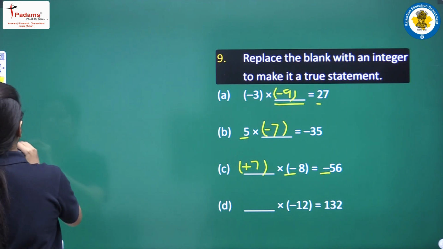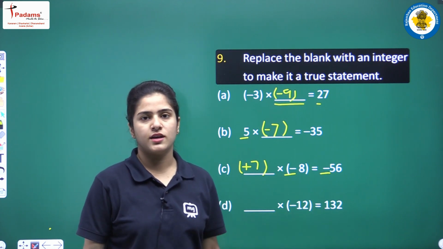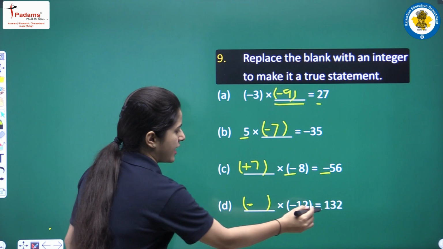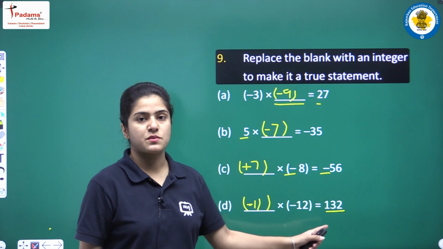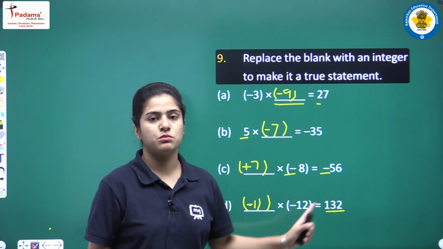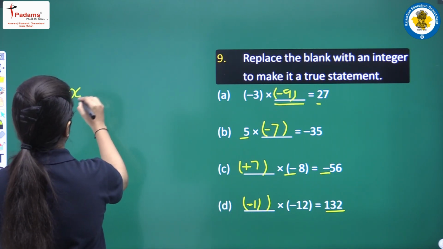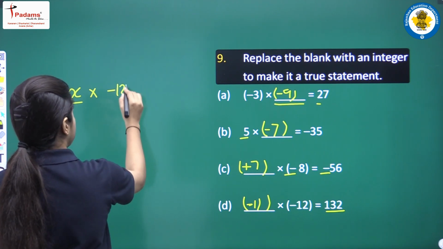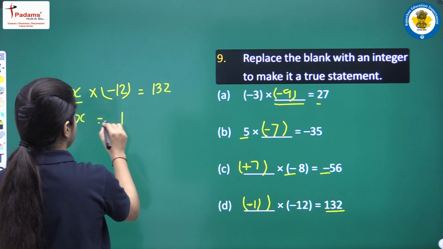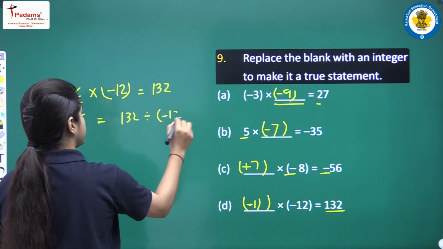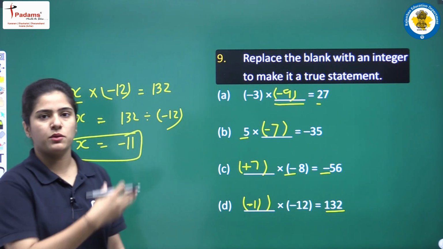Now we'll see the next part. What should be multiplied with minus 12 to have the answer of 132? Firstly, this is minus, so this should also be minus, so that the answer has a positive value. So minus 11 multiplied by minus 12 is equal to plus 132. Do it by variable method: x into minus 12 is equal to 132. So we'll take minus 12 to the division part, and x is minus 11. Alright students, so this was all about these 4 questions.